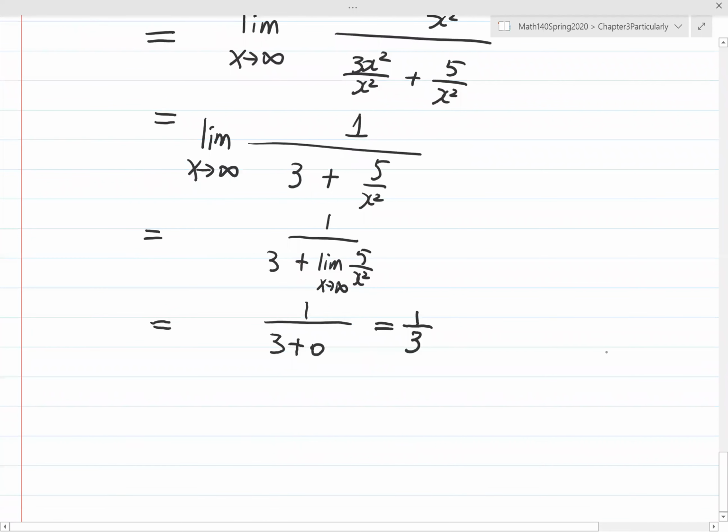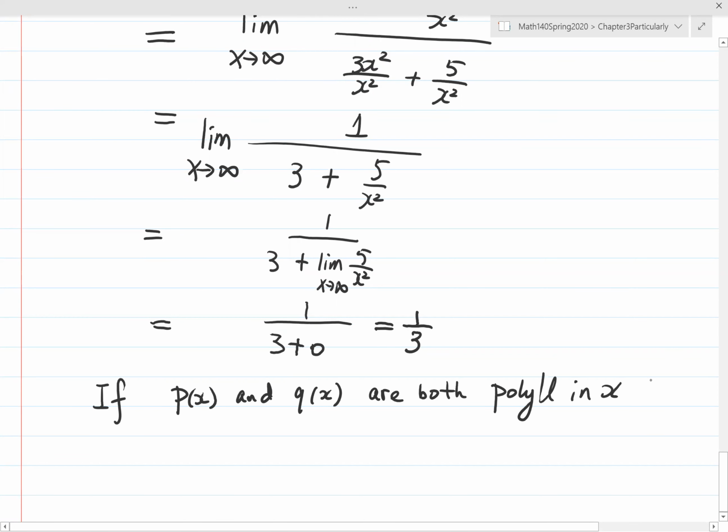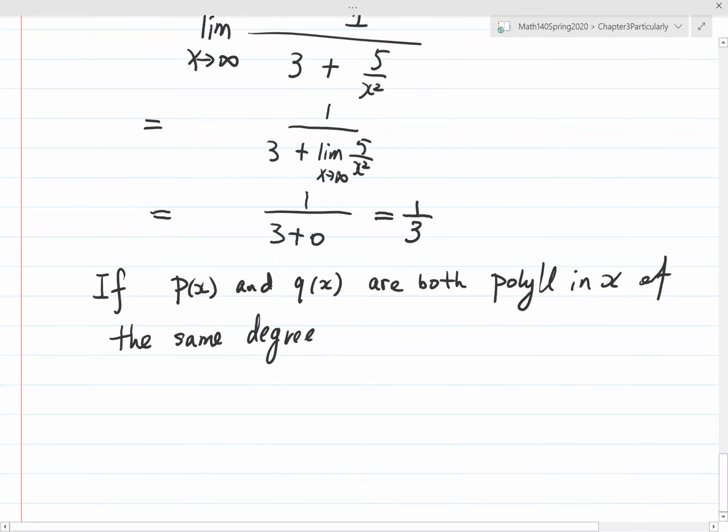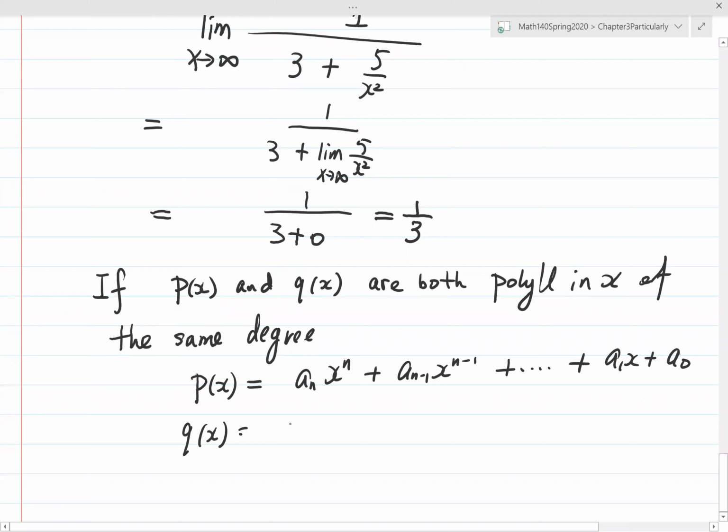So to summarize, if p(x) and q(x) are both polynomials in x of the same degree, for instance p(x) is a_n x^n plus a_{n-1} x^{n-1}, etc., and the last terms are a_1 x plus a_0. Now q(x) is b_n x^n plus b_{n-1} x^{n-1}, etc., plus b_1 x plus b_0.